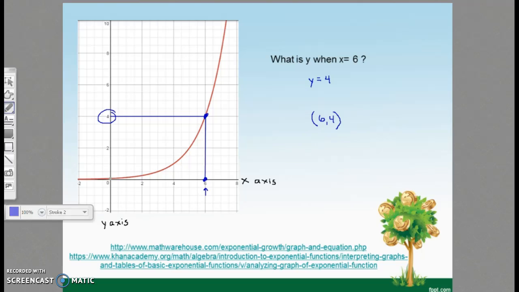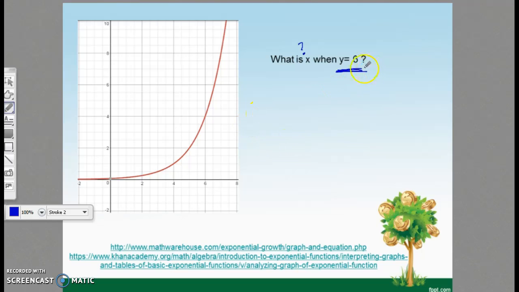Okay, here's another view of that. Here's where they've done the exact same thing. Okay, so when x is 6, y is 4. Now, sometimes they might ask you this in reverse. Here they give you a y value and they ask you what is x. It says what is x when y is 6.